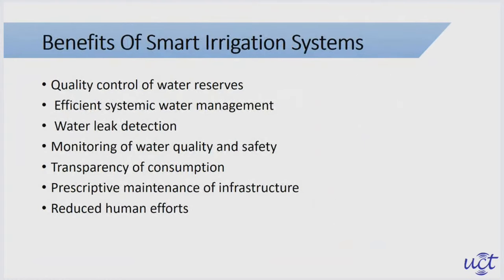So here are some of the benefits of a smart irrigation system. Apart from these benefits, there are some other benefits, like quality control of water reservoirs and efficient water management. And then we can also detect water leakage. If there is leakage in any of our systems or on any of our pipelines, that can be detected, which again helps in saving water.